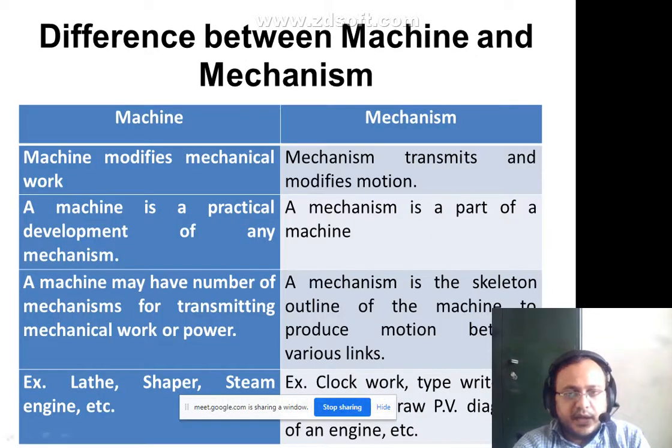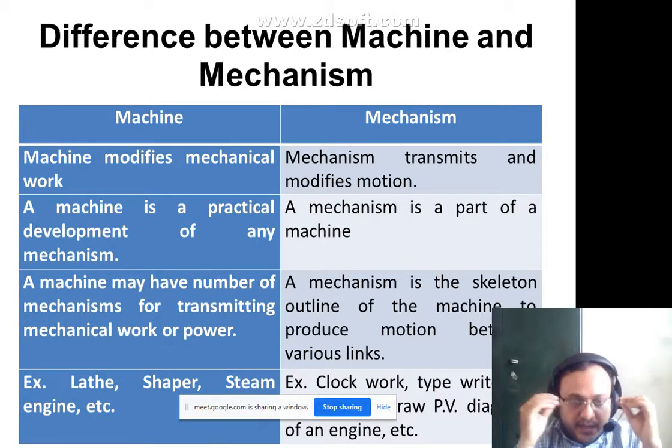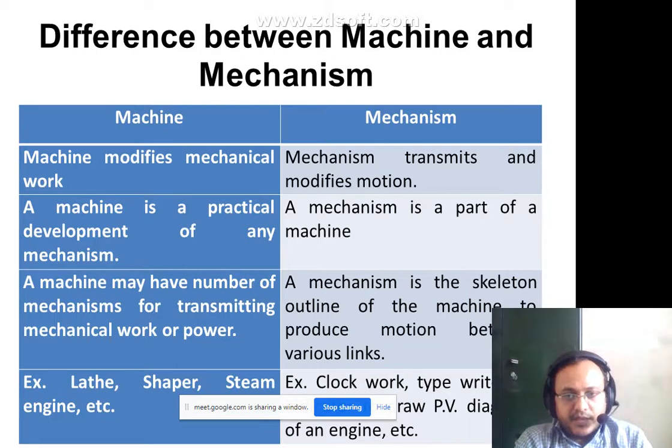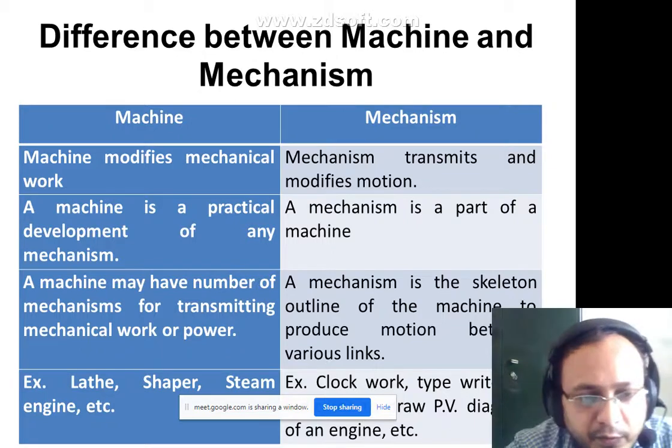I'll just go directly to the difference. You can see what is the difference between a machine and a mechanism. A machine modifies the mechanical work, whereas the mechanism transmits and modifies the motion. A machine is a practical development of any mechanism, whereas a mechanism is a part of a machine. In a machine you can see a lot of mechanisms are connected to form the machine. So a mechanism will be a part of a machine only.